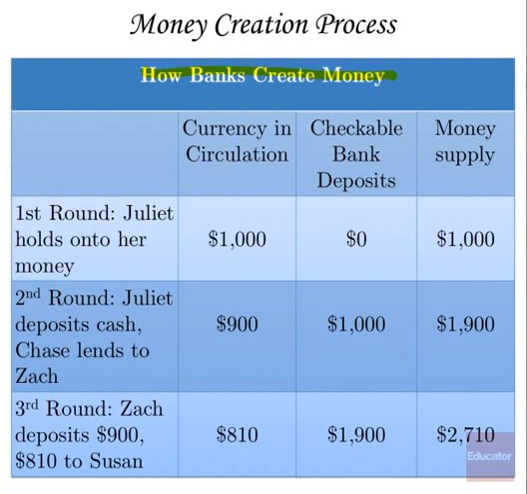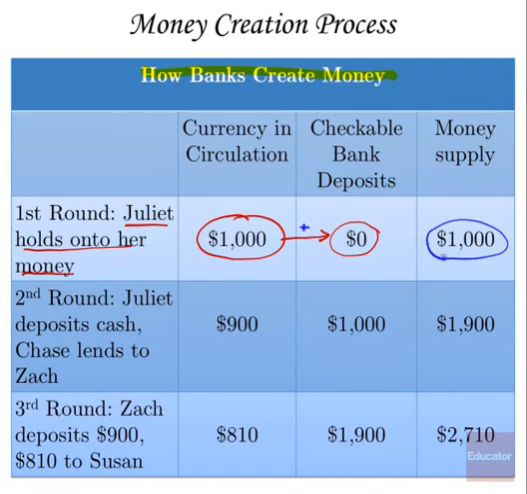So let's say you have a random individual. Let's call her Juliet. Great name, Juliet. So let's say Juliet in the first round holds on to her money. She puts $1,000 under her mattress, and she doesn't put any money in her bank. So there's nothing in the bank here. And so the total money supply would be $1,000 in the first round. So $1,000 under the mattress, that's the money supply in the first round.